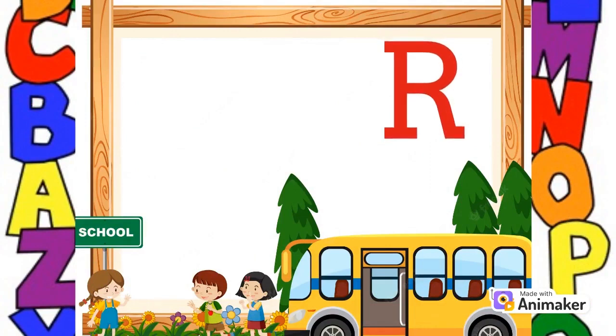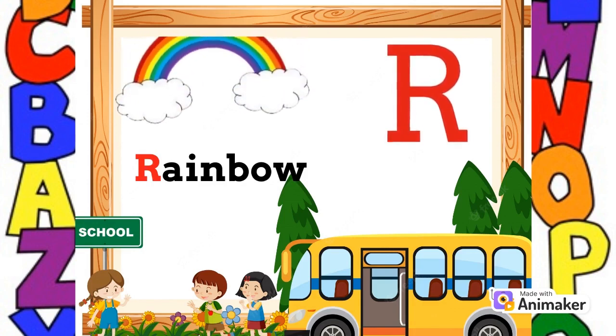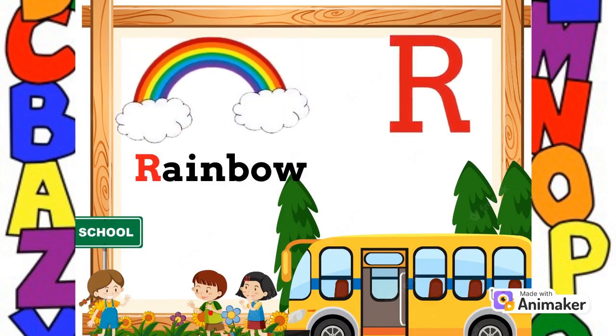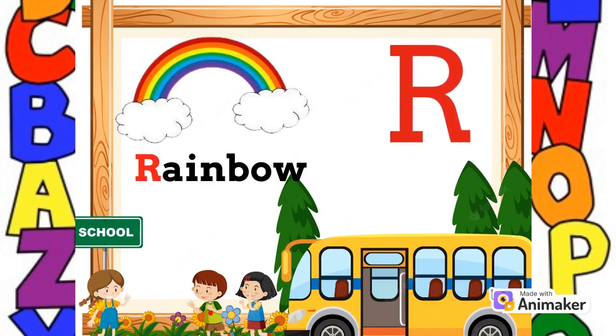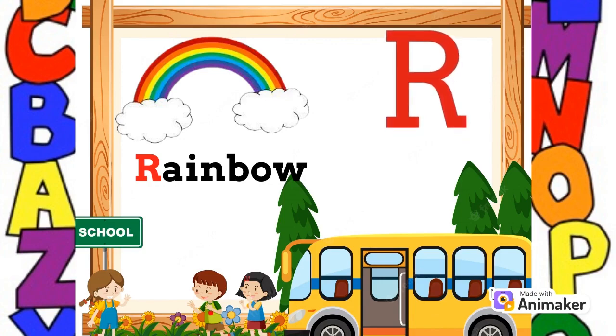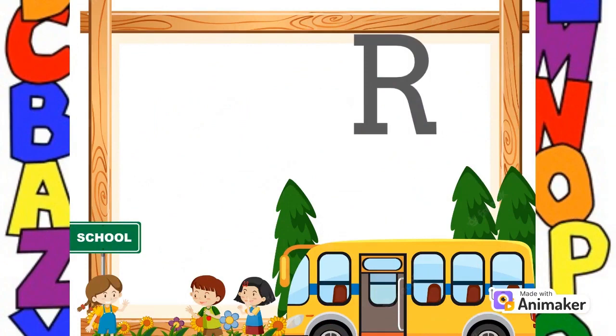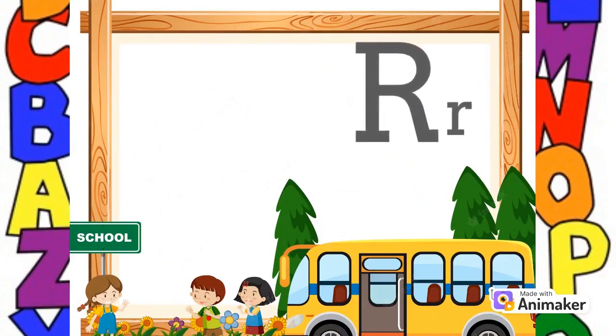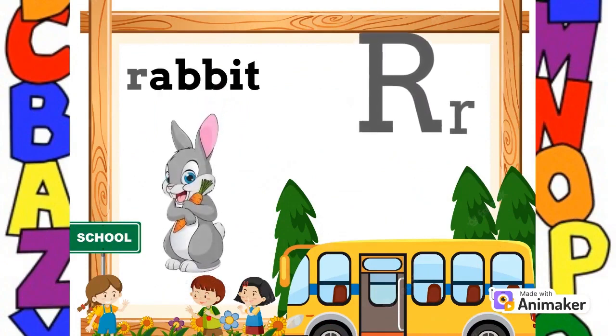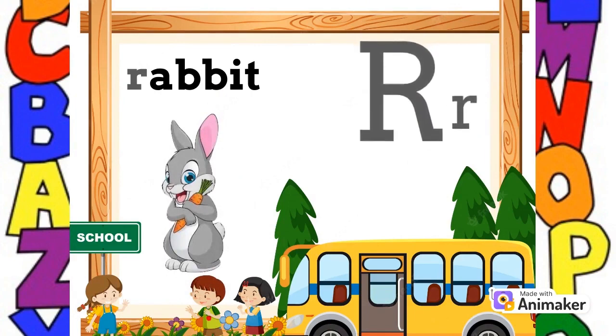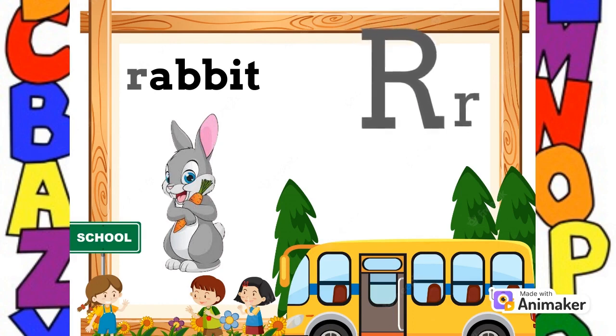R capital R. R for rainbow. R A I N B O W rainbow. R for rainbow. R capital R small r. R for rabbit. R A B B I T rabbit. R for rabbit.